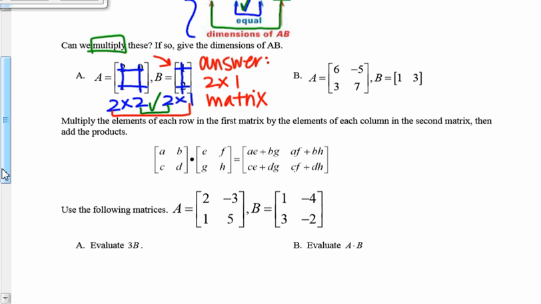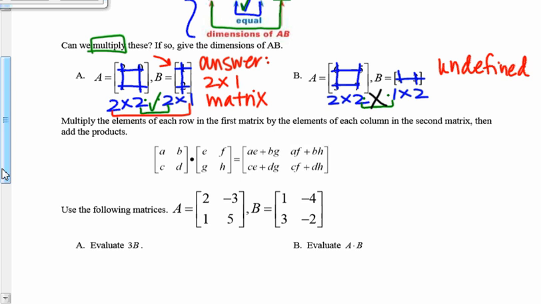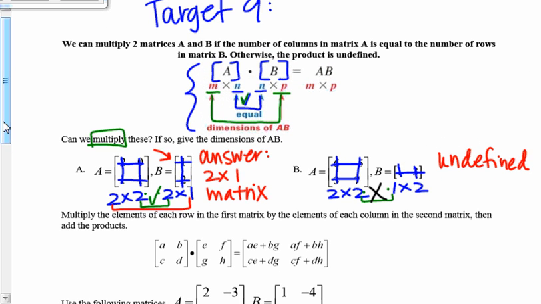All right, let's do the next one. A is 2 by 2, and B is 1 by 2. Let's see, is this number and this number the same? Basically, those inside numbers over here, the inside numbers over here. Is 2 and 1 the same number? No, those are not the same number. We can't even do this multiplication. So in this case, this would be undefined. It says otherwise the product is undefined, meaning if we can't multiply, we just write undefined as our answer.